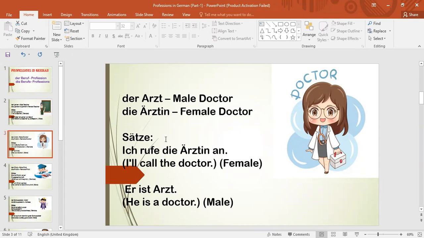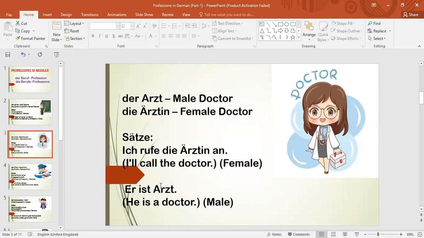Now let's see the sentence formation for the female one: Ich rufe die Ärztin an. Here we are using a trennbares verb, that means a separable verb, anrufen. So ich rufe die Ärztin an. We are using Ärztin here, which means we are talking about the female doctor. So, I will call the doctor. In the translation we don't say female doctor or male doctor, we only say doctor. But in German you have to write the sentences like this. If you are talking about the male doctor, then it would be der Arzt, and if it's a female doctor, then it is die Ärztin.